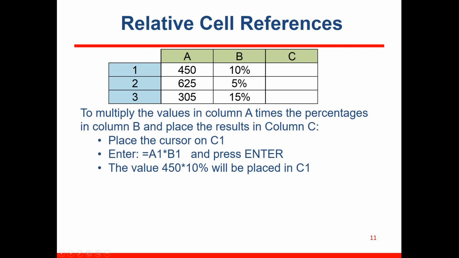We've already looked at multiplying 2 values. In this example, we want to multiply the values in column A times the percentage in column B and place the results in column C. Start with the cursor in C1. Enter equal and point to A1. Asterisk, point to B1, Enter. 45 will display in C1.